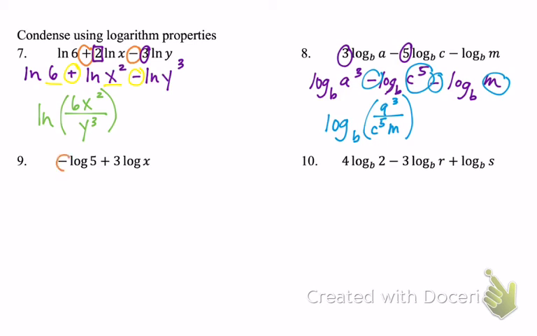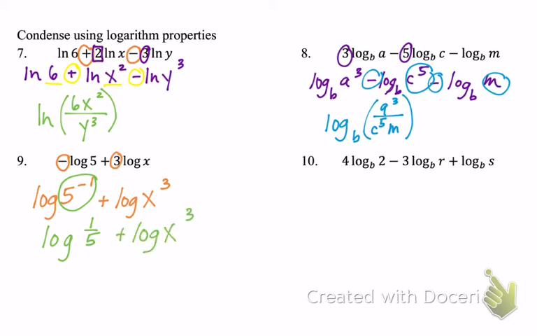So for number 9, I have a -1 and I have a 3. So I'm going to write this as log 5 to the -1 power plus log of x cubed. I'm going to change this 5 to the -1 power to be 1/5. So log of 1/5 plus log of x cubed. Then these are multiplied by each other. So I'm going to combine the 1/5 and the x cubed. And I'm going to write this as log of x cubed over 5, or 1/5 times x cubed.